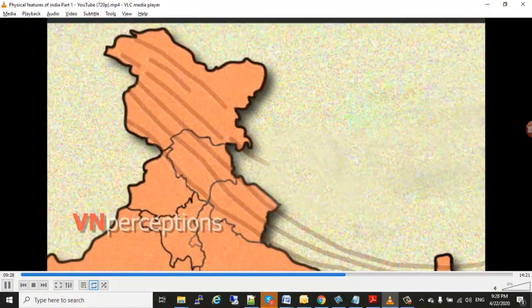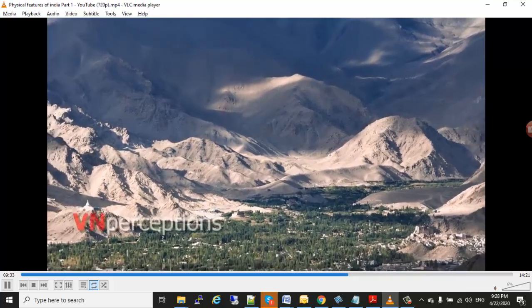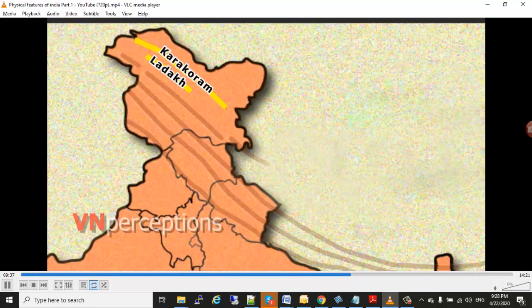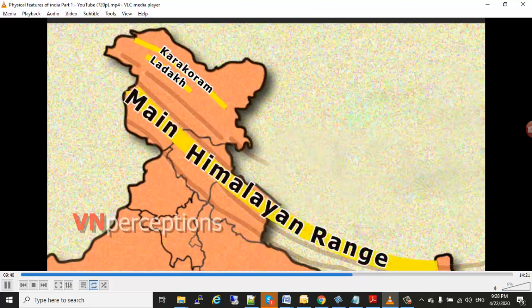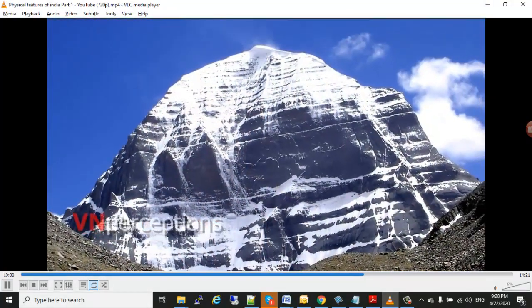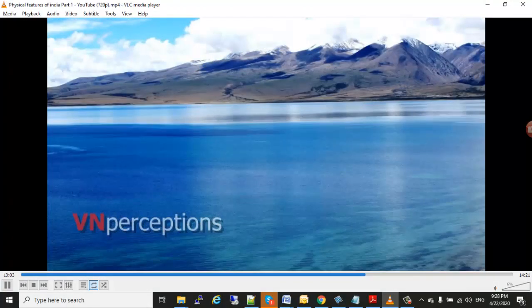The next one is the Ladakh Range. It is more or less like a huge high altitude plateau region. It is located between the Karakoram Range and the main Himalayan Range. It lies in the rain shadow region. The entire Ladakh region can be described as a cold desert. The next one is the Kailash Range. Now this one lies entirely outside Indian territory. The Kailash Peak and Manasarovar Lake are the prime attraction for pilgrims from west to east.